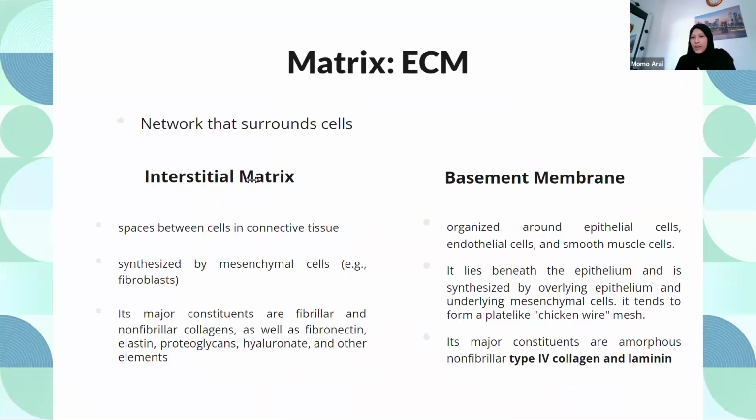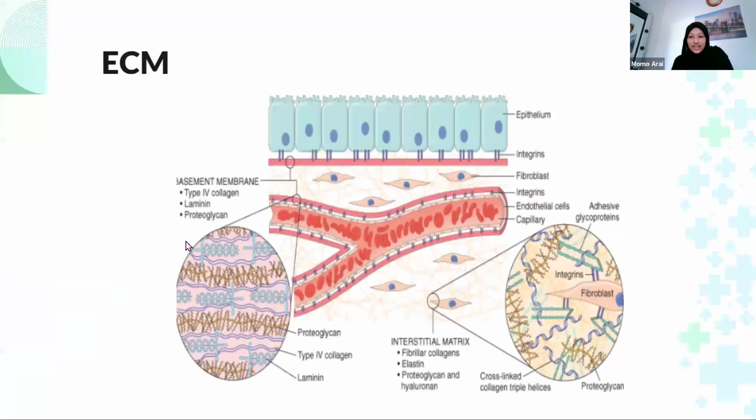See, it says here, it lies beneath epithelium, around blood vessels, around smooth muscles. It's synthesized by the epithelium above and the mesenchymal cells below it. So it's made by both up and down, okay? He says they form a plate-like mesh to support the cells, okay? The main important thing is that it's made up of type 4 collagen and laminin and other proteoglycans. Is that clear for everyone?